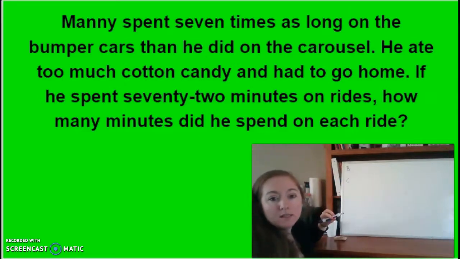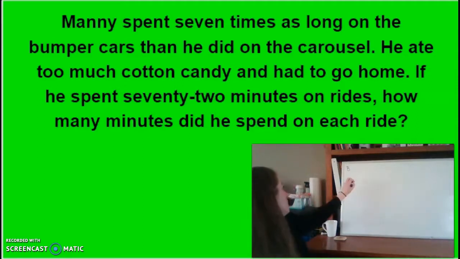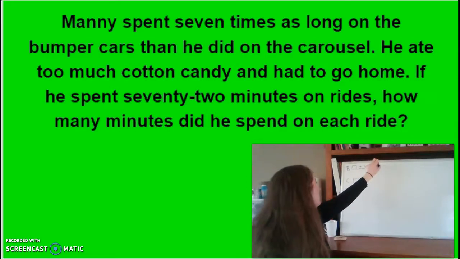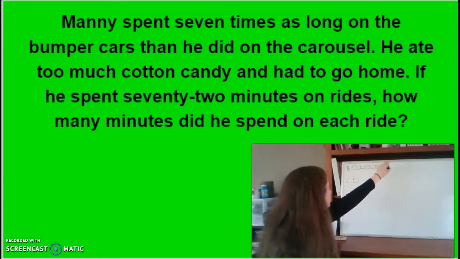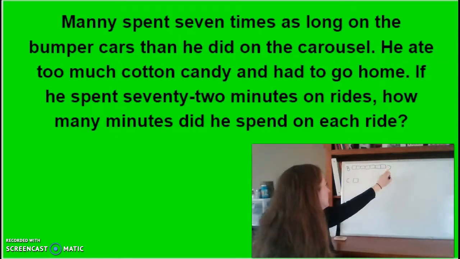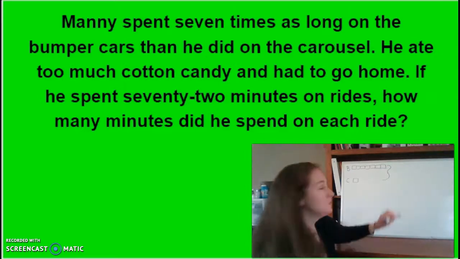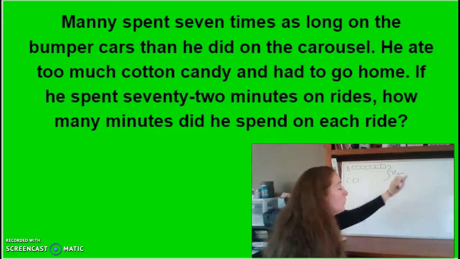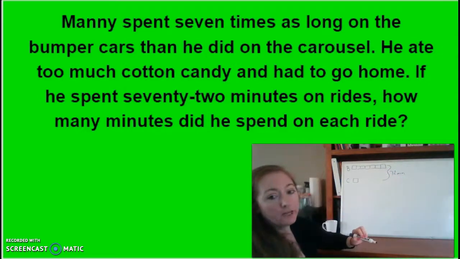All right, so it says that he spent 7 times as long on the bumper cars than he did on the carousel. So in this one, our unit is going to be our carousel, and there's going to be 7 boxes for our bumper car. So 1, 2, 3, 4, these are tiny boxes, 5, 6, and 7. Okay? They told us all together that this equals 72 minutes. Okay? They want to know how many minutes for each ride did he spend.